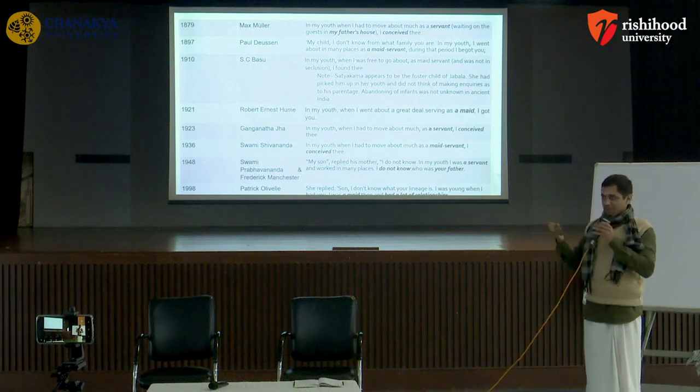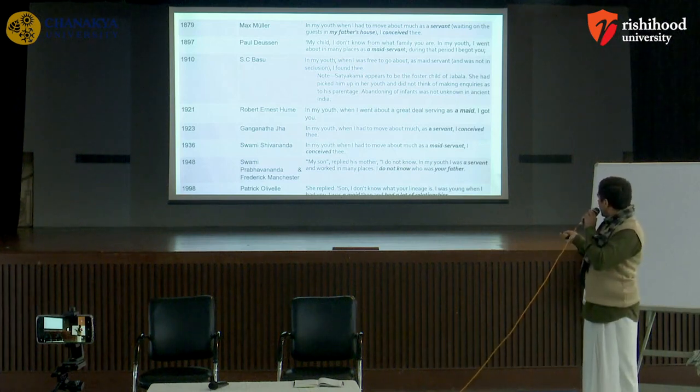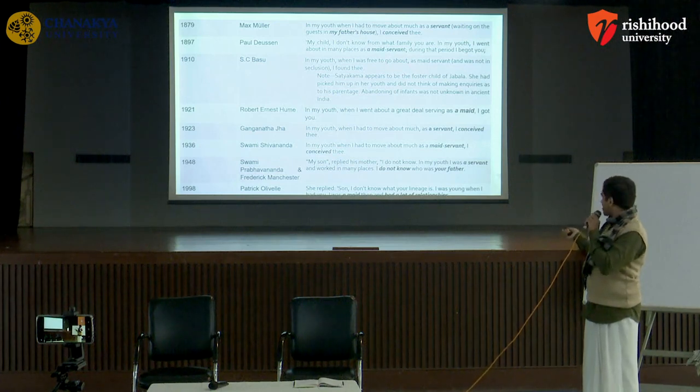So from someone, I don't know. Therefore, I don't know the Gotra. This is how Max Müller translates this. And then Paul translates again, he was a maid servant, and S.C. Basu. He had some problem, therefore he says she's a foster child of Jabala, and there's a note on that. And Hume again says she was a maid.